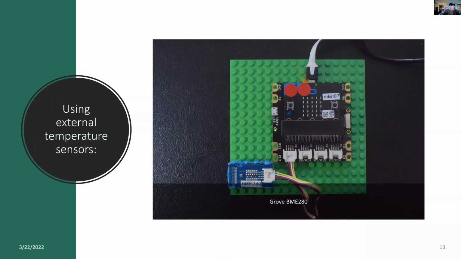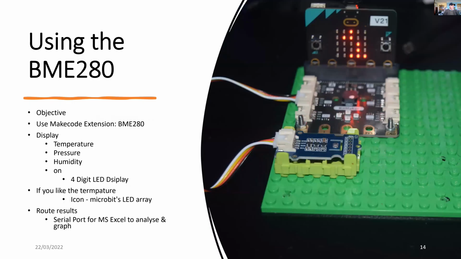Okay, so our first project, we'll be using the external temperature sensors. And we'll learn a bit about the BME 280, and we'll display the temperature, pressure, and humidity. And we'll select one of those using microbit's buttons. So we've got button A, button B, and if we press the combination, that will allow us to select the parameter that we're interested in. And when we select that, we'll show the results on a 4-digit LED display.